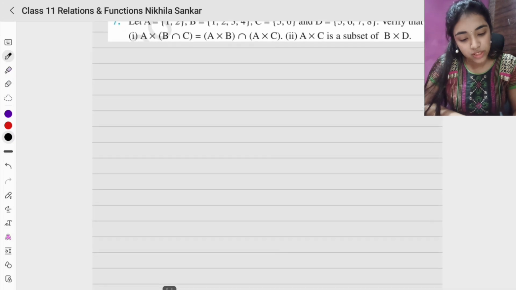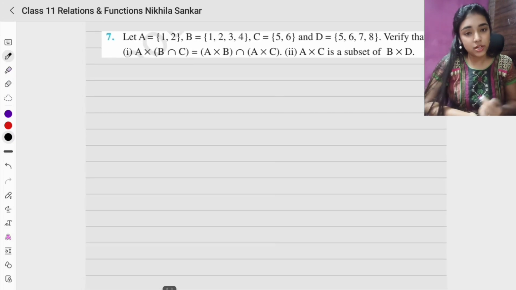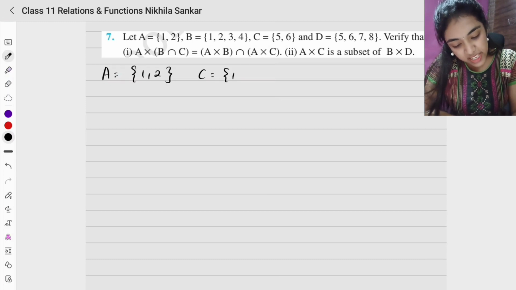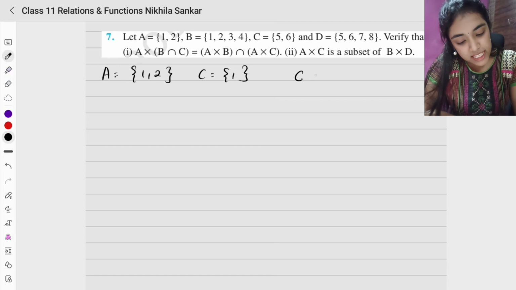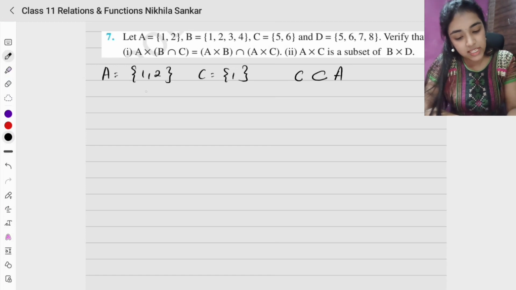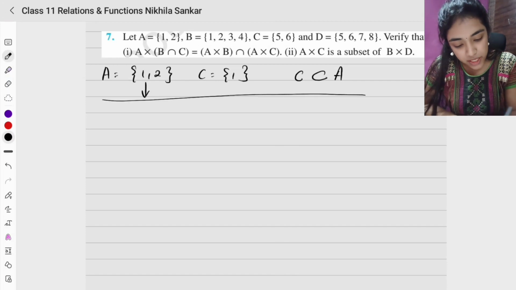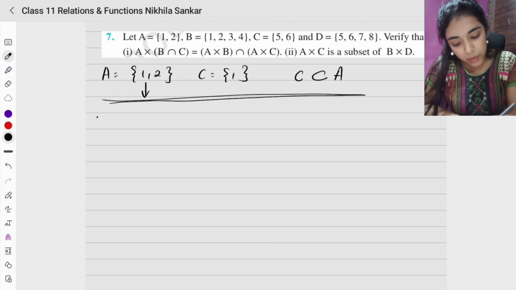What is given in the second subsection? A cross C is a subset of B cross D. What does subset mean? If you have a set A {1, 2} and you have a set C which has the element 1, I see that C is a subset of A. Correct? C is a part of A. It is taken from A. So this is what you mean by subset. We have already studied this. Now we are going to check.